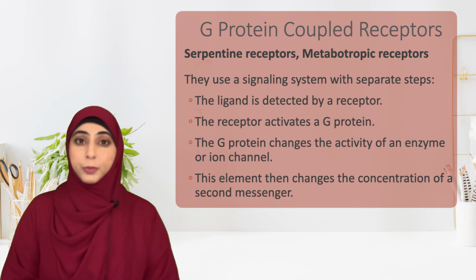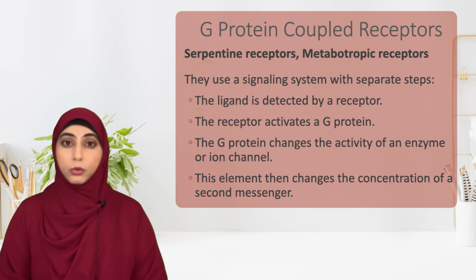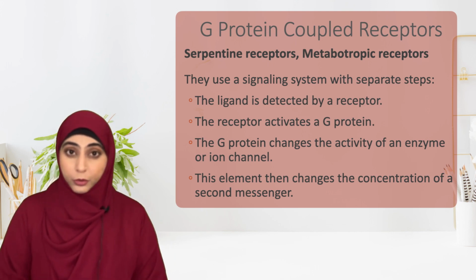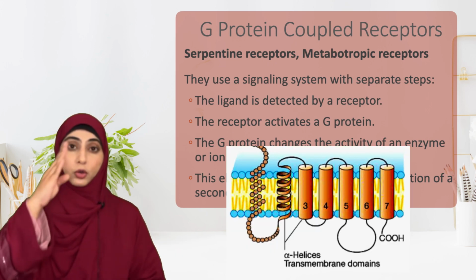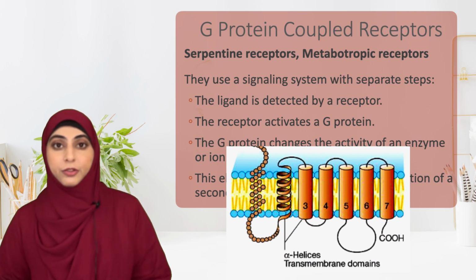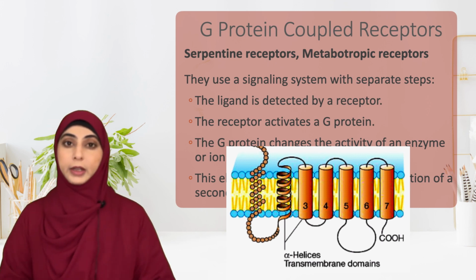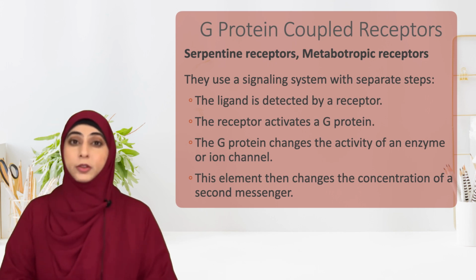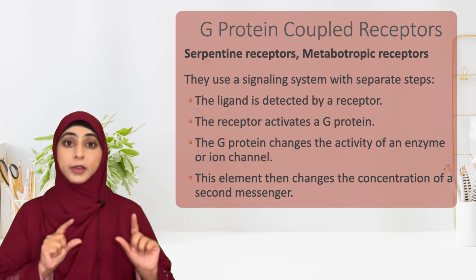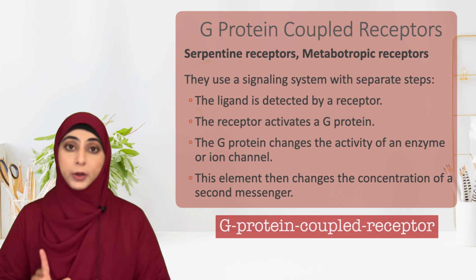Lastly, we have the G protein coupled receptors. These are also called serpentine receptors because of their shape that is like a snake. 7 transmembrane loops form a snake-like structure, thereby called serpentine receptors. They are also called metabotropic receptors. The receptor is not itself a G protein. It is a G protein coupled receptor.